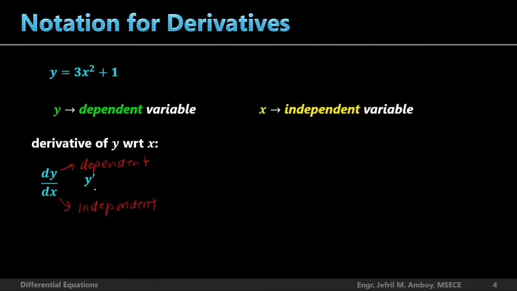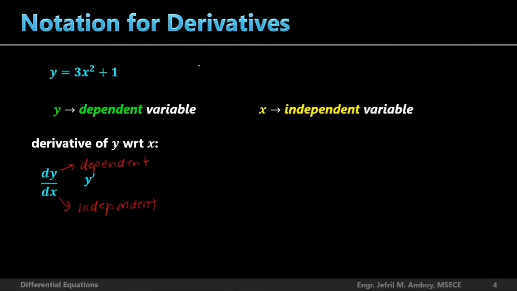We can also use the prime notation. So, y prime is the same as dy over dx. So, when we use the prime notation, it's implied that the independent variable is x because y prime is the same as dy over dx.